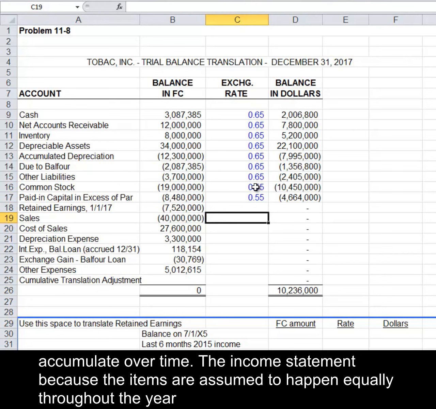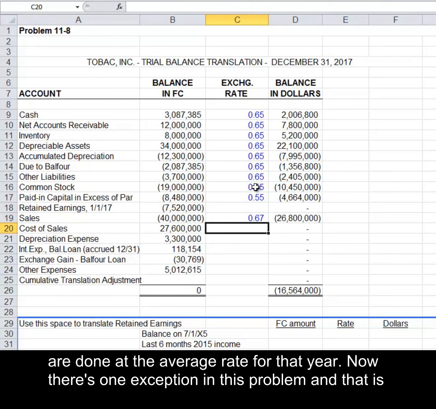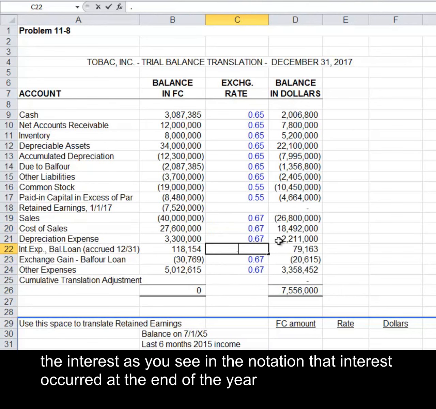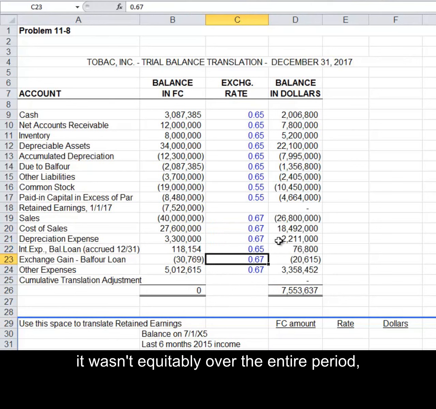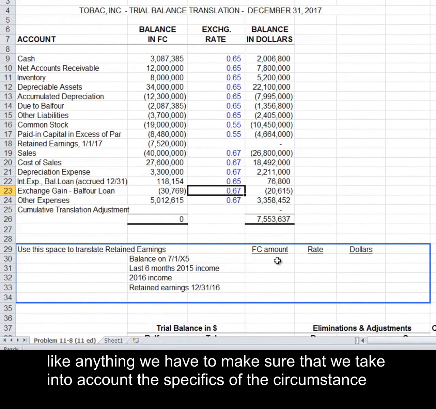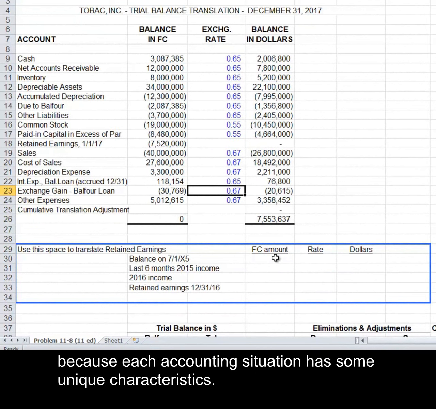The income statement, because the items are assumed to happen equally throughout the year, are done at the average rate for that year. Now there's one exception in this problem, and that is the interest. As you see in the notation, that interest occurred at the end of the year. It wasn't equitably over the entire period, and therefore we do it at the end of the year. Like anything, we have to make sure that we take into account the specifics of a circumstance because each accounting situation has some unique characteristics.